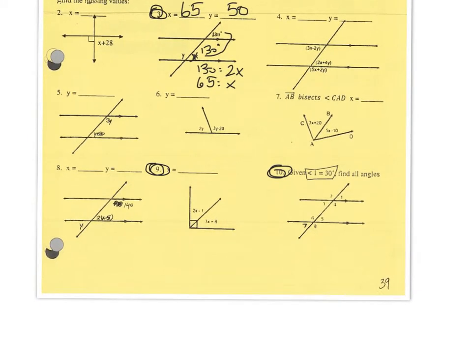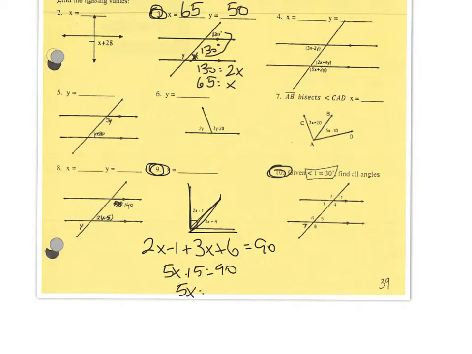Okay, please go down to question number 9. Well, that little box means 90 degrees, so I'm saying that the sum of these two angles, the 2x minus 1 and 3x plus 6, equals 90. So I can say 2x minus 1 plus 3x plus 6 equals 90, and solve for x. Combine like terms, I get 5x. Negative 1 plus 6 is positive 5. So I get 5x equals, I'm going to subtract 5 from both sides, so I get 85. And then divide by 5, and I should get 17.